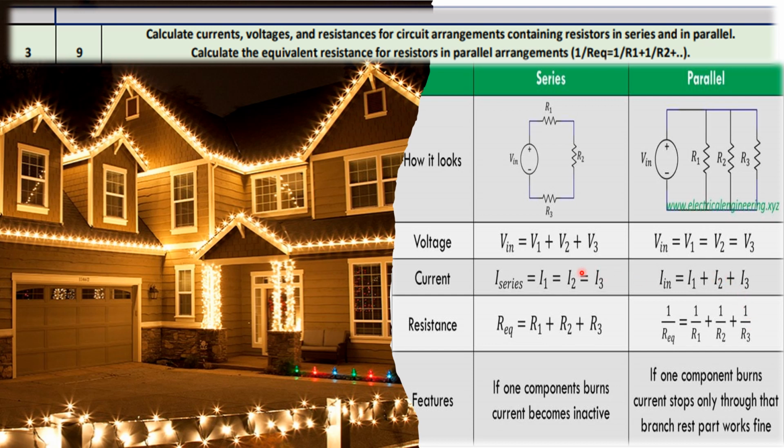In a series circuit, the current is the same everywhere. But in a parallel circuit, the total current is the sum of the current passing through the first branch, plus the current going through the second branch, plus the current going through the third branch. So I total is equal to I1 plus I2 plus I3. We continue with this question.